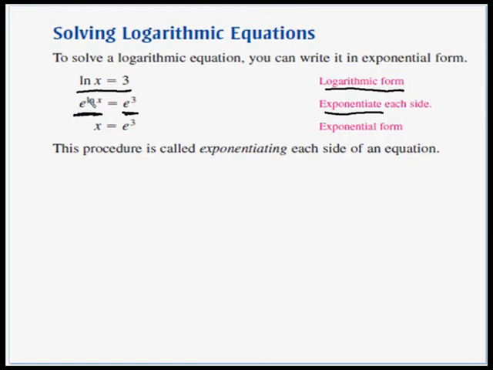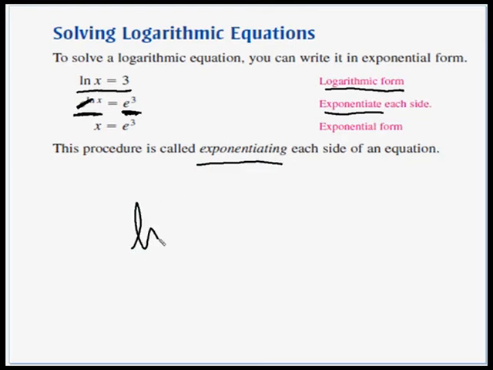Now this e raised to the ln power cancels, so we got x out of that natural log function. Now it's just x equals e to the third power. And remember, e is just a number. We could punch that into the calculator and get the approximate decimal equivalent. Again, this procedure is called exponentiating each side of an equation.